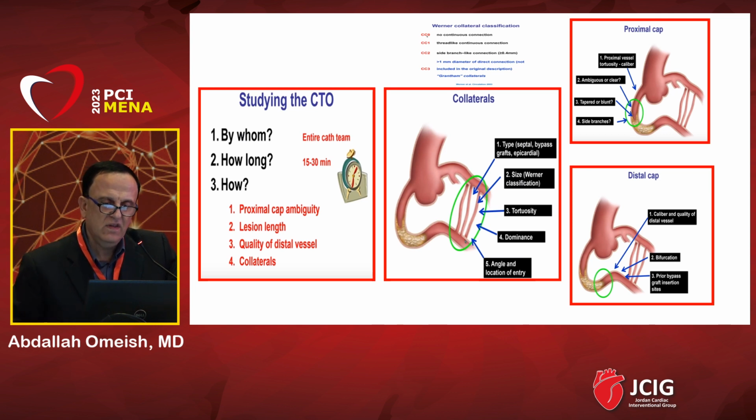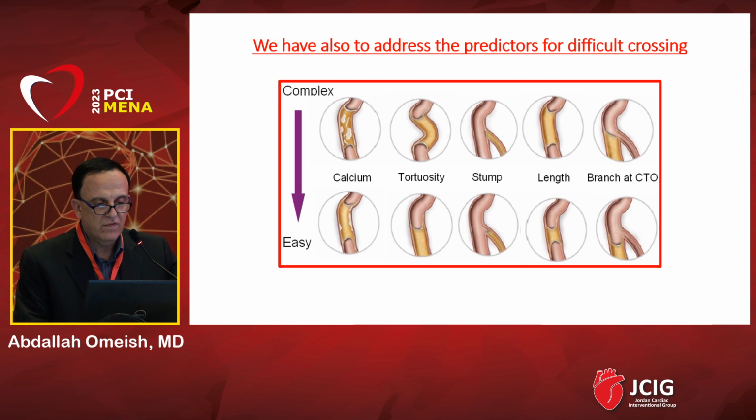We have to study the CTO. We have to look at the proximal cap, at the distal cap, as well as the collaterals. We have to address many predictors for difficult crossing, including the calcium, the tortuosity, the absence or presence of a stump, the length of the lesion, and the presence of a branch at the CTO.